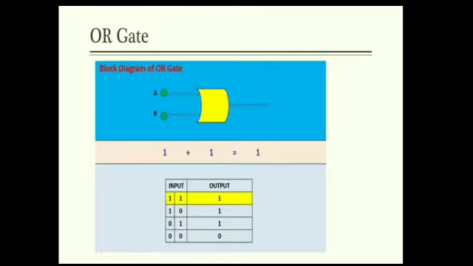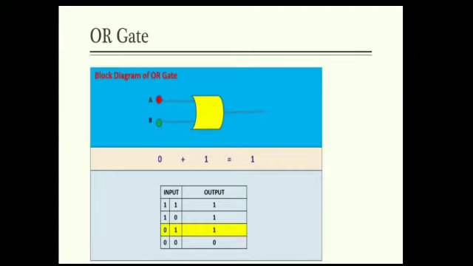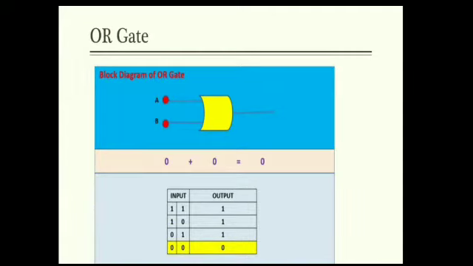Let us understand by the diagram. Here A and B are both inputs as 1, the output is 1. A is 1 whereas B is 0, the output is again 1. Here A is 0 and B is 1, the output is again 1. Here A and B both are zeros, then the output is zero. Or we can say the output is zero only when both the inputs are zeros.